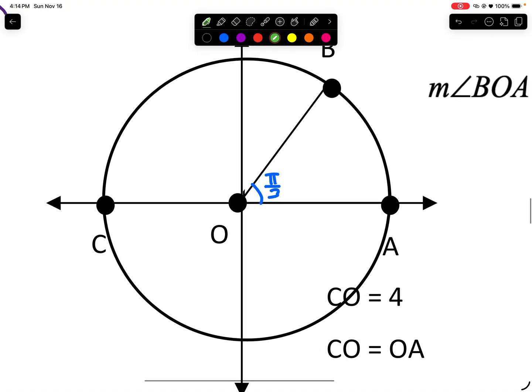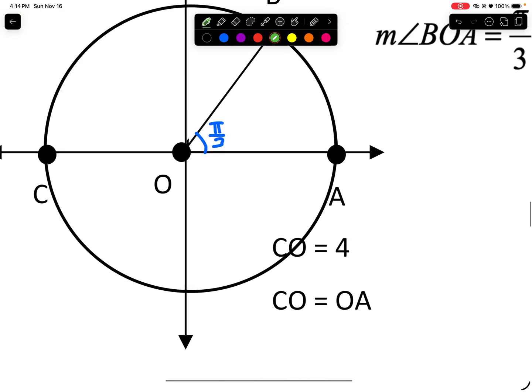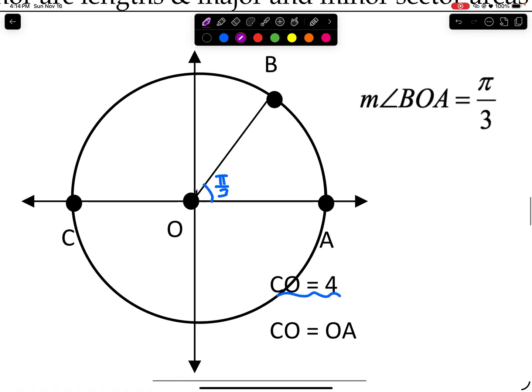Okay, so now with this, I also know that the length of CO, this segment right here, is going to be 4.